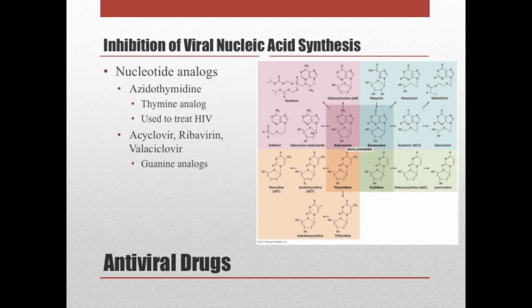Examples of such drugs are azidothymidine, which is a thymine analog used to treat HIV, acyclovir and valacyclovir, which are both guanine analogs used to treat herpes, and ribavirin, which is also a guanine analog used to treat respiratory syncytial virus, hepatitis C virus, influenza A, and the measles.